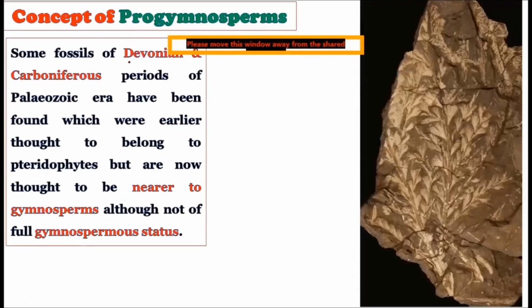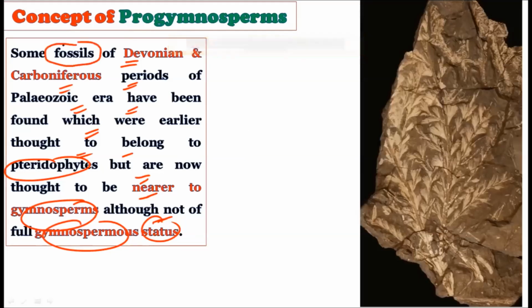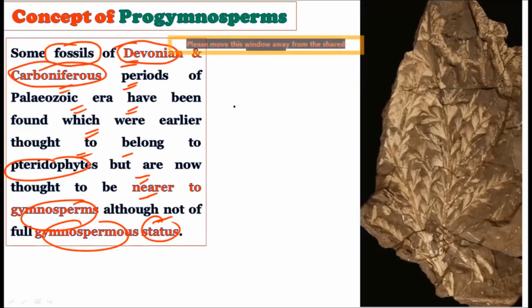See, some fossils of the Devonian and the Carboniferous period of the Palaeozoic era have been found, which were earlier thought to belong to the pteridophytes, but are now thought to be nearer to the gymnosperms, although they do not have gymnospermous status. See, what is the conflict here? There are some fossils found today belonging to the Devonian and Carboniferous period, found in the form of rocks.